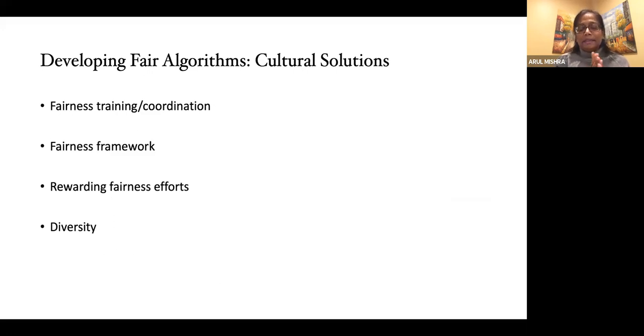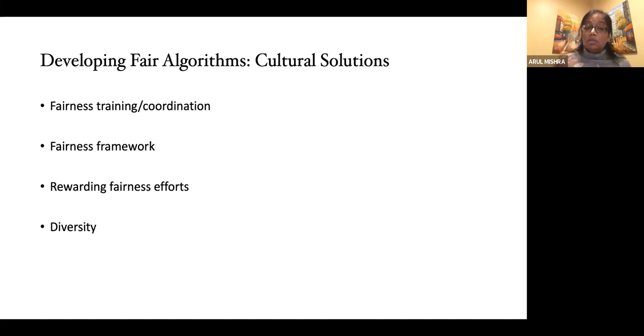And no technical solution can work if there isn't a cultural change too. Cultural change can be in terms of having almost like a fairness framework in the organization. So everybody, from the people who are collecting data, who know what type of data needs to be collected, how much data, and how representative or diverse the data set needs to be, to the people who are developing the algorithm and deploying the algorithm, there is a nice cohesion because a fairness framework has been communicated to everybody working in that organization.